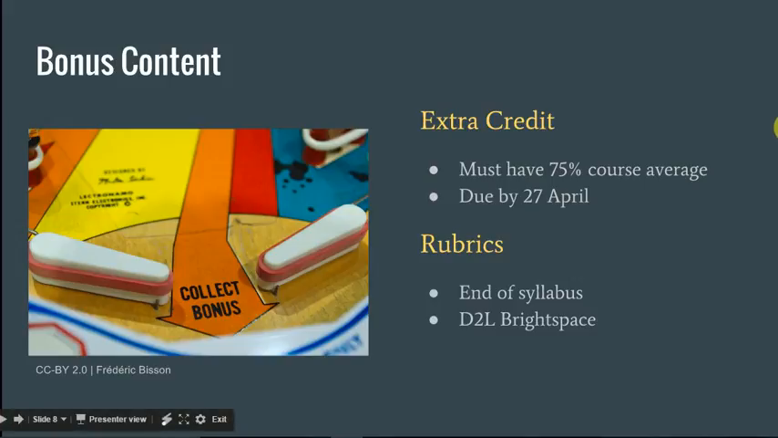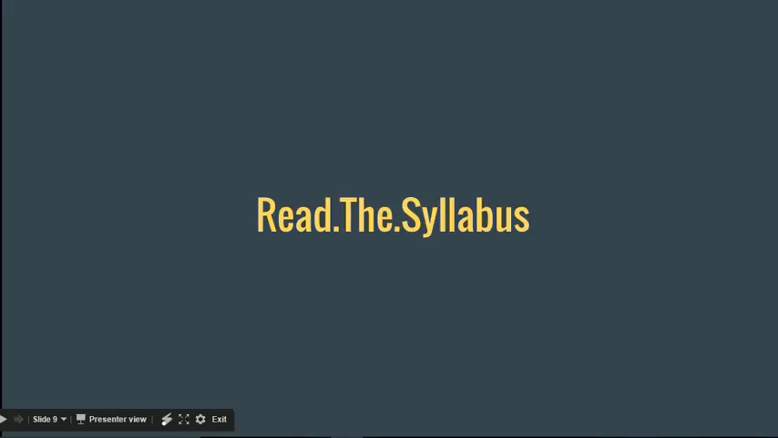Also, there are rubrics. They are at the end of the syllabus and also posted on D2L Brightspace. All of your assignments have rubrics that are associated with them, and I strongly suggest that you check them out so that you know what is expected of you for each of your assignments. So, just a last reminder that you need to read the entire syllabus. Check it out on D2L, read through it carefully, and then take the syllabus quiz. You'll be in good shape, and I look forward to interacting with you online this semester.